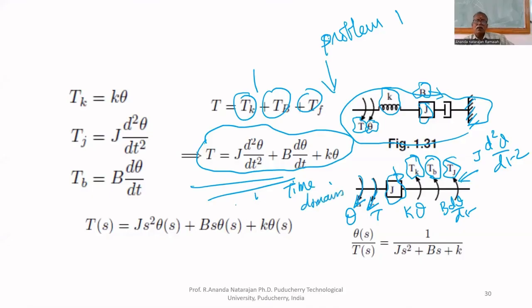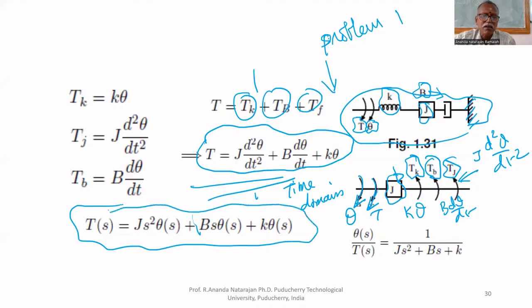To obtain the mathematical model in the frequency domain, we have to take the Laplace transform of this variable. T is a variable, the applied torque is a variable, T of S, that's all. We do not know the form of the input torque, that's all. So we have to write T of S.